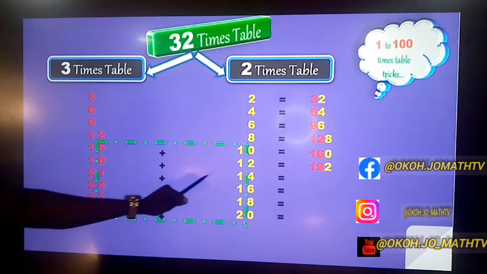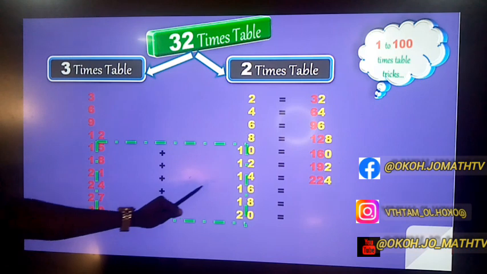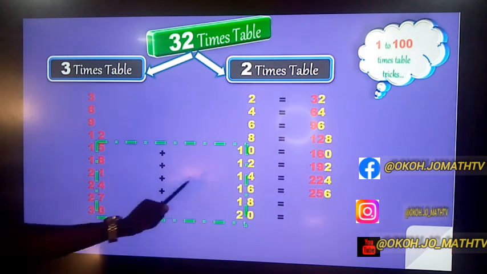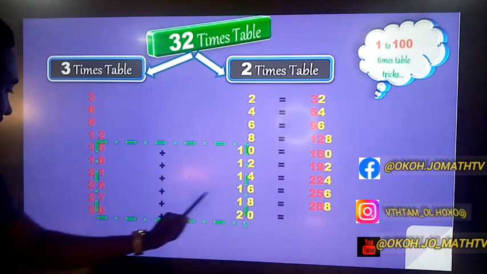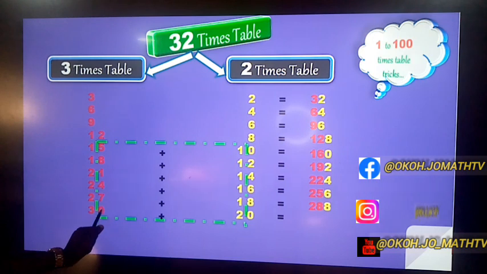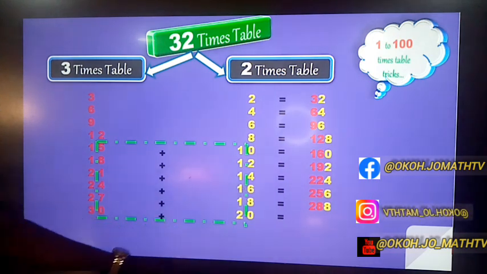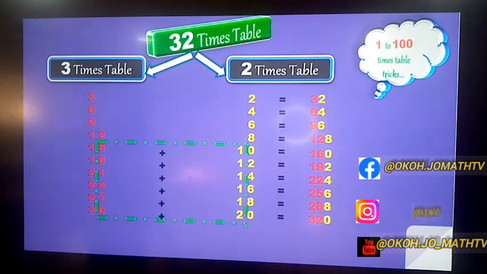So 1 plus 1 is what? 2, which is 22, and 4 at the back. 4 plus 1 is what? 5, which is 25, and this 6 at the back. Then 7 plus 1 is 8, which is 28, and this 8 at the back. Then finally 0 plus 2 is what? 2, and 32, and the 0 at the back. Is that okay? So we go again for 75 times table.